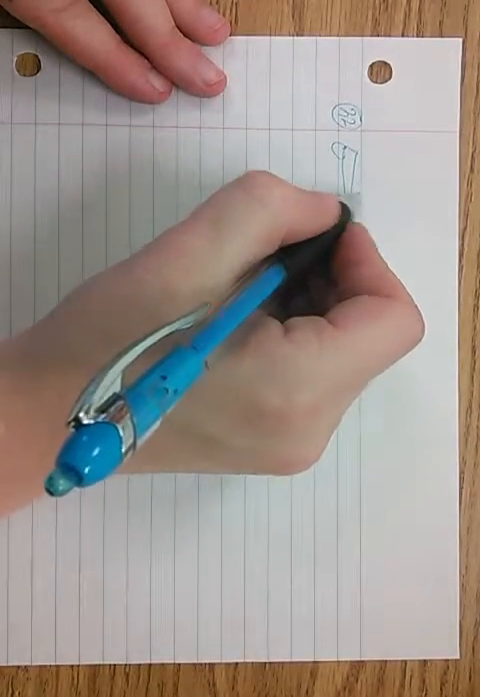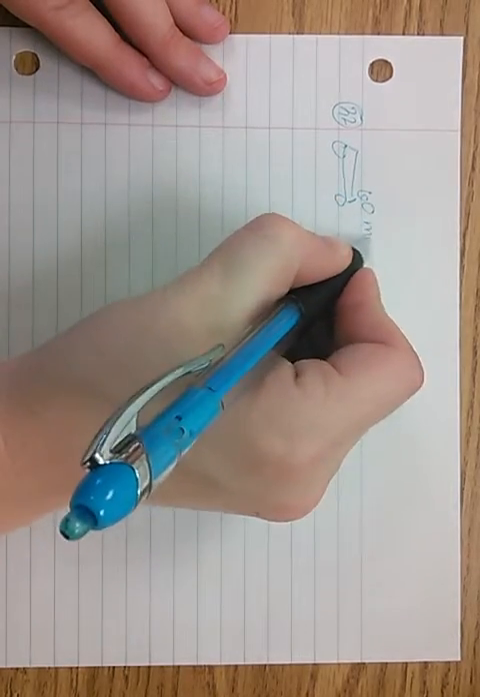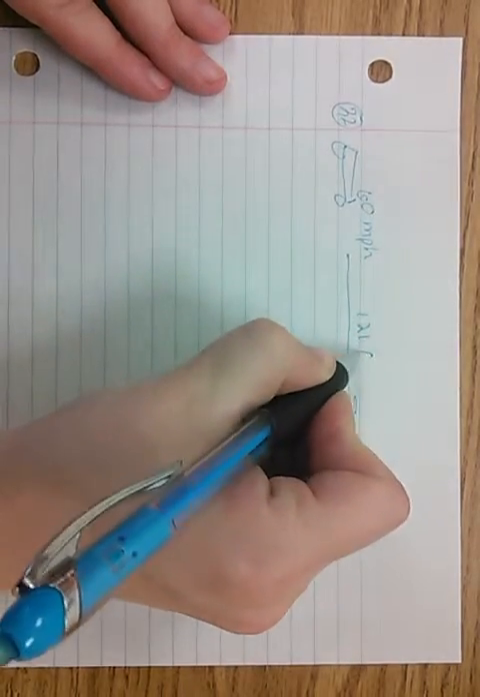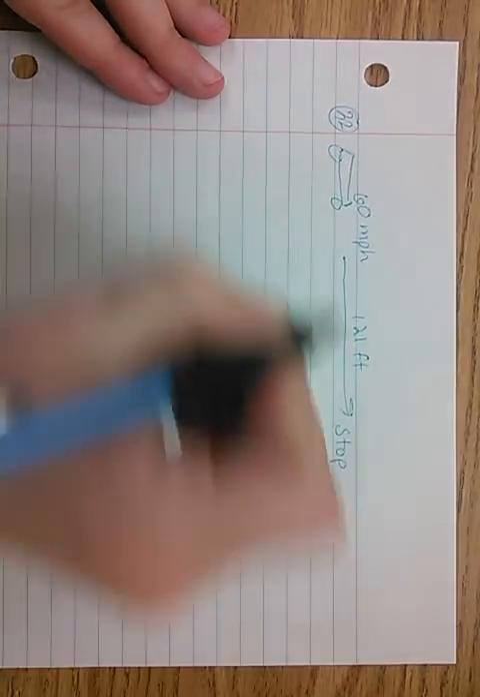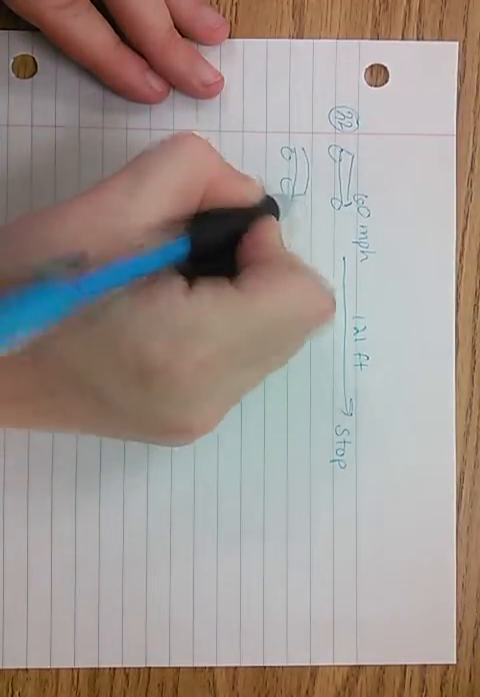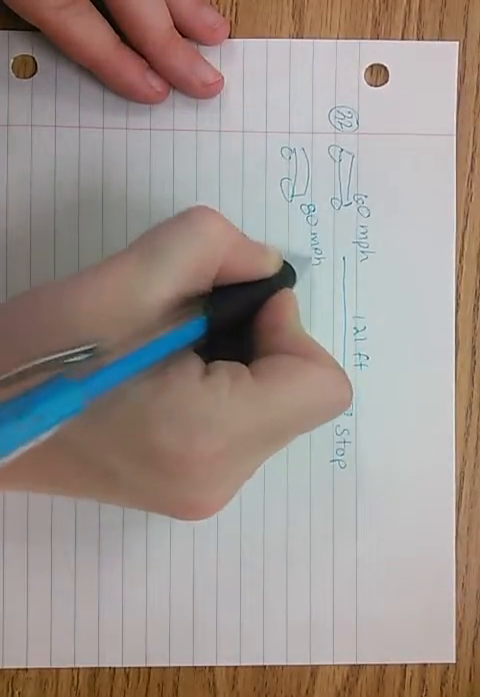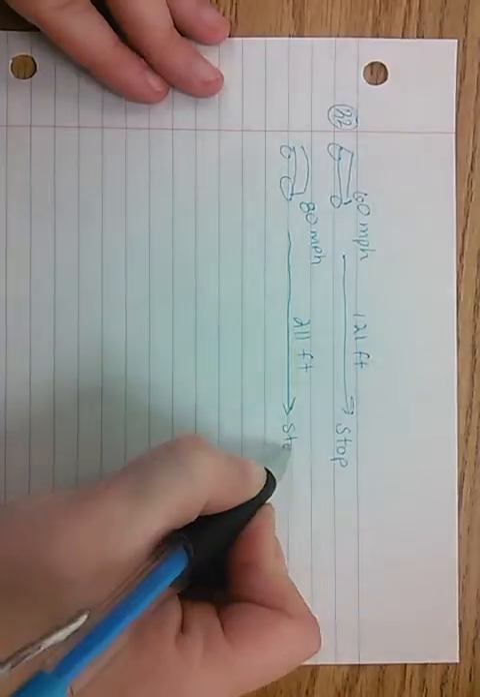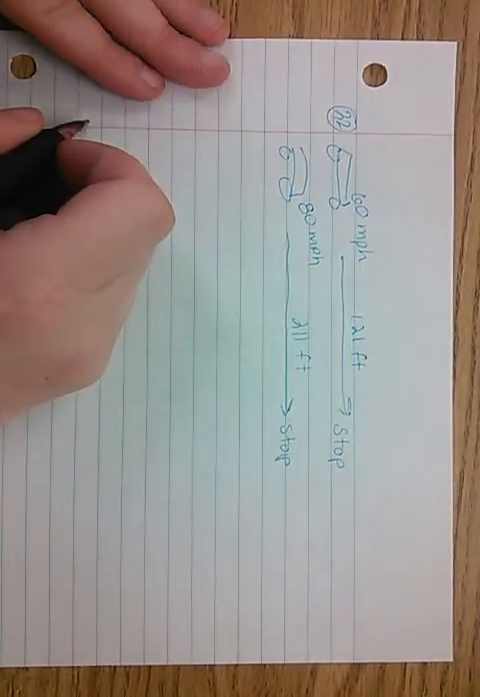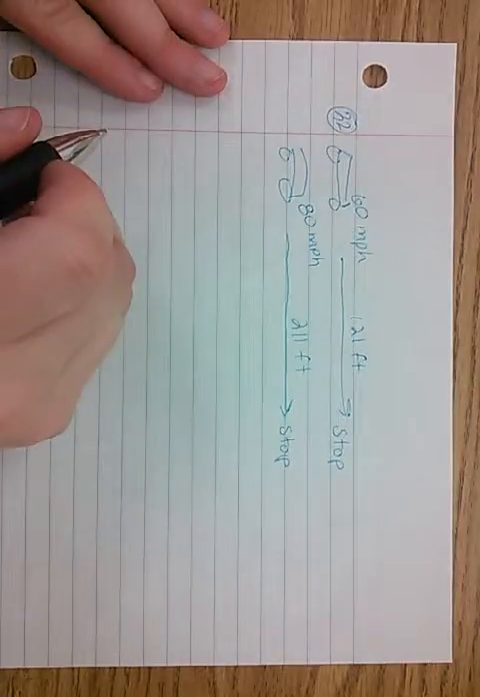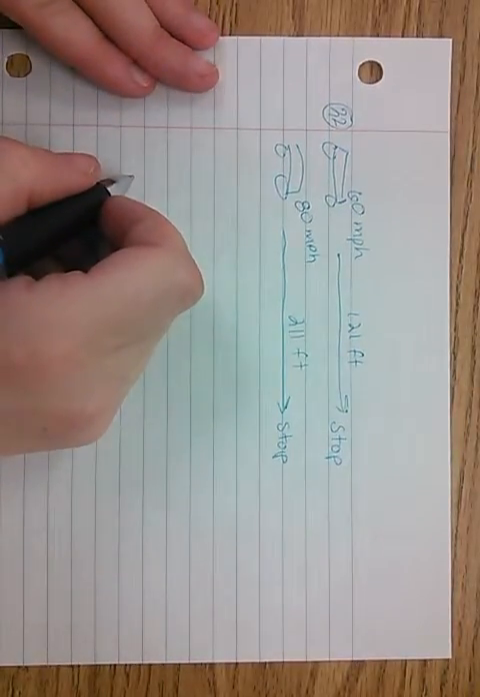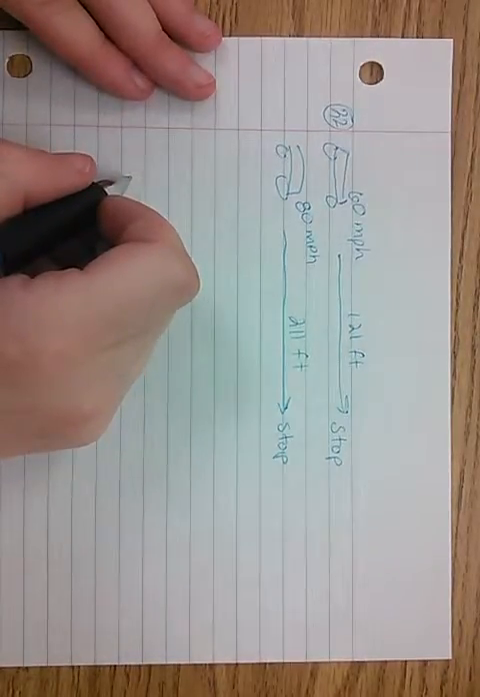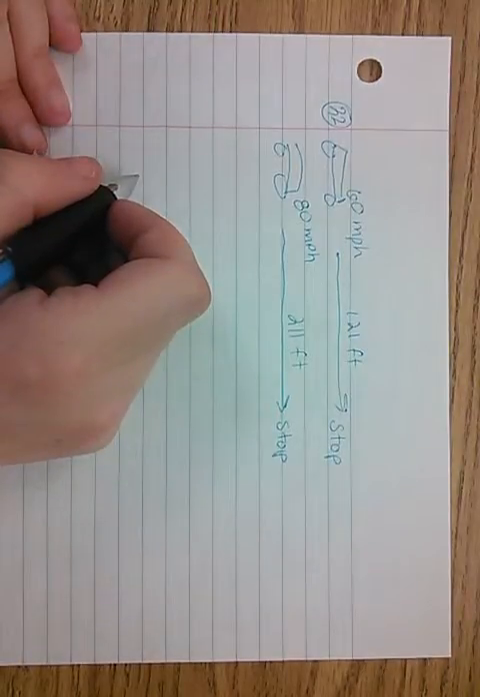Okay, so from 60 miles per hour, it takes 121 feet to stop. And then from 80 miles per hour, it takes 211 feet to stop. Okay, so we visualized the problem. Now we have to see if there's any unit conversion we need to do. And unfortunately, there's actually a lot of unit conversion we need to do here.